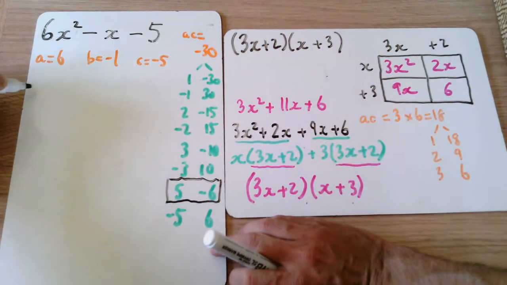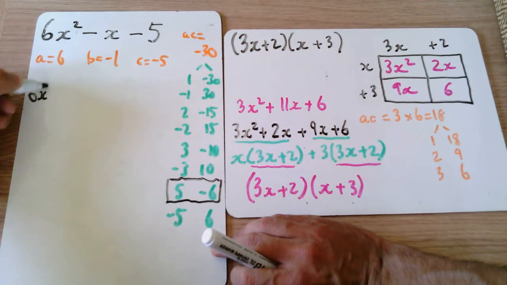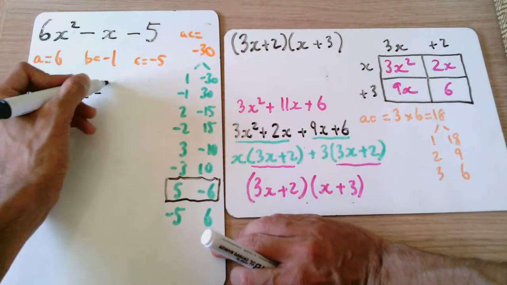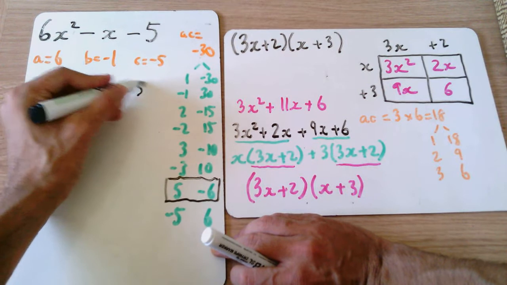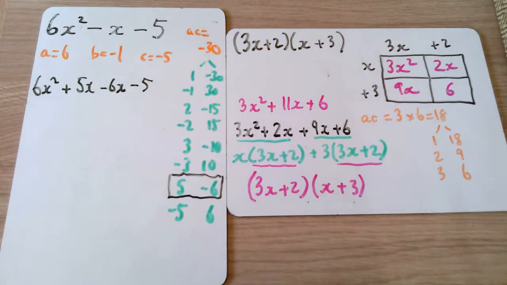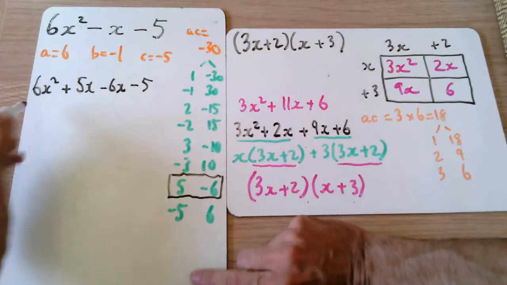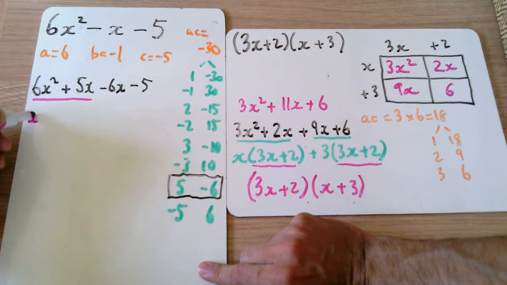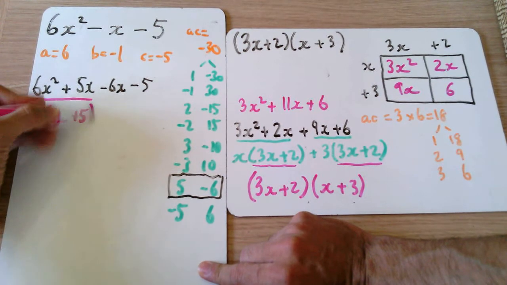So it's going to be 6x squared plus 5x minus 6x minus 5. So we are going to be factorizing out these values in pairs. Our pair on the left-hand side over here, taking out a factor of x, gives us 6x plus 5.